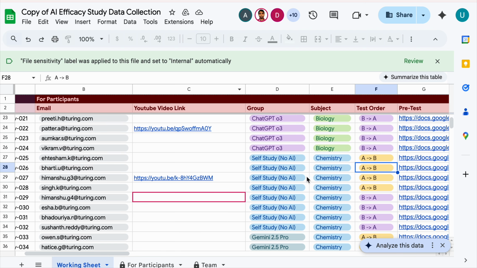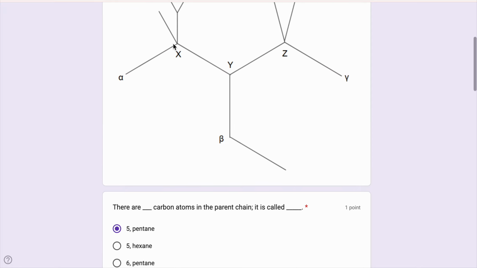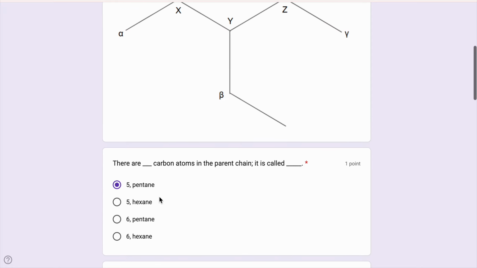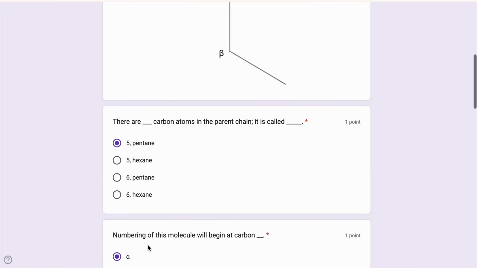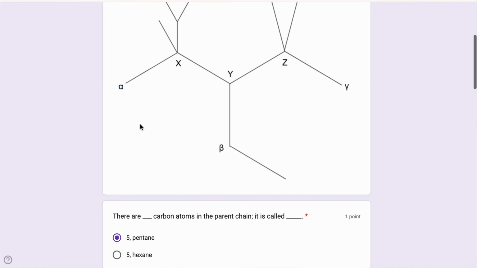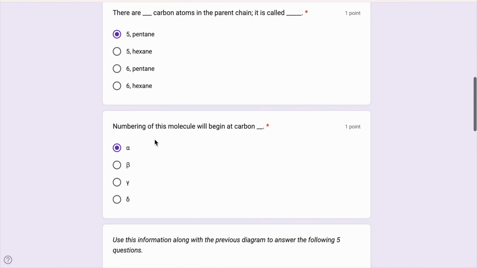We are going to take a chemistry test. This is the pre-test. Use this diagram to answer the following 7 questions. There are 7 carbon atoms in the parent chain. It is called 1, 2, 3, 4, 5. That is pentane. Numbering of this molecule will begin at alpha.